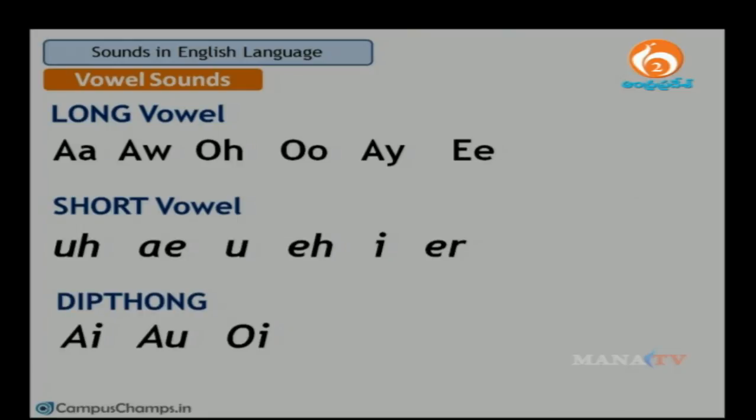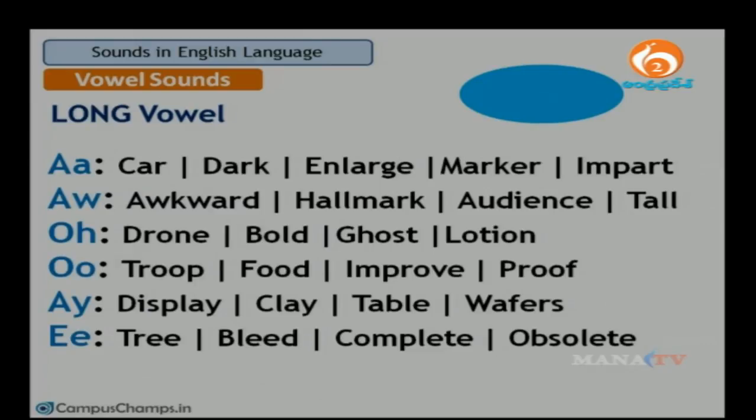Now let's take a quick example. So these are some examples for the long vowel sound a, which is car, dark, enlarge, mark, impart. Awkward for awe, awkward, hallmark, audience, tall. O, for example, drone, bold, ghost, lotion. U, troop, food, improve, proof. A, for example, display, clay, table, wafers. E, tree, bleed, complete, obsolete. These are the long vowel sounds where you need to stress on the sound.